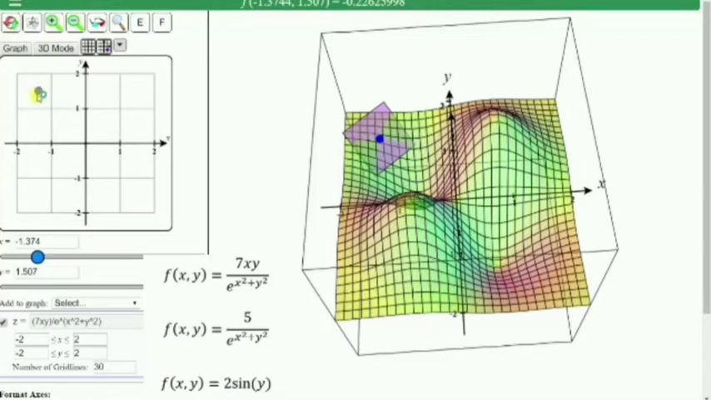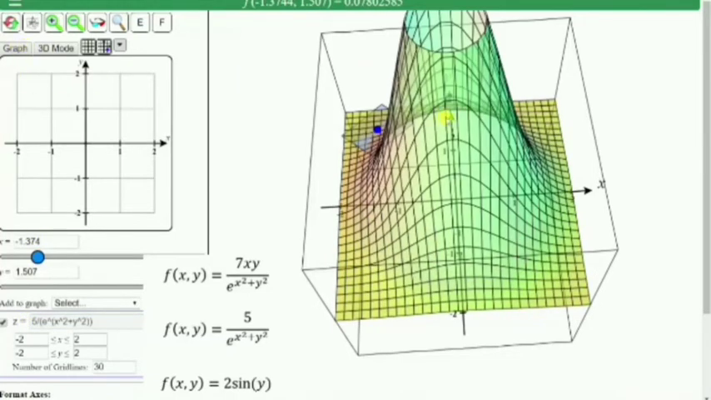Just like we can think of a tangent line as a linear approximation to a curve in 2 dimensions, we can think of this plane as an approximation of the surface at the blue point. Let's graph our next surface, which is given by the function f of x comma y equals 5 divided by e raised to the power of x squared plus y squared. So let's clear this entry and enter 5 divided by, in parentheses, e raised to the power of x to the second plus y to the second. And now we click graph.